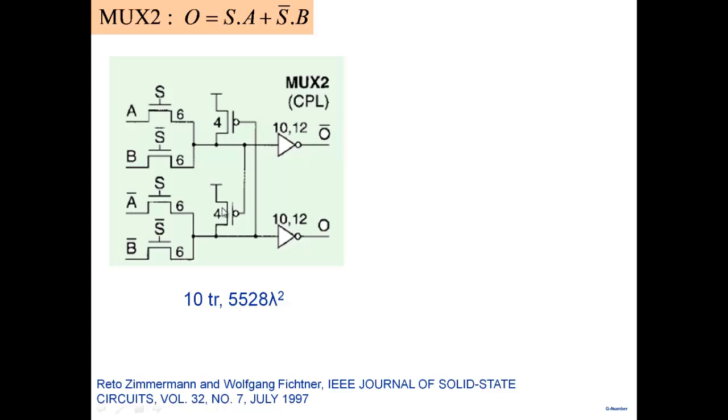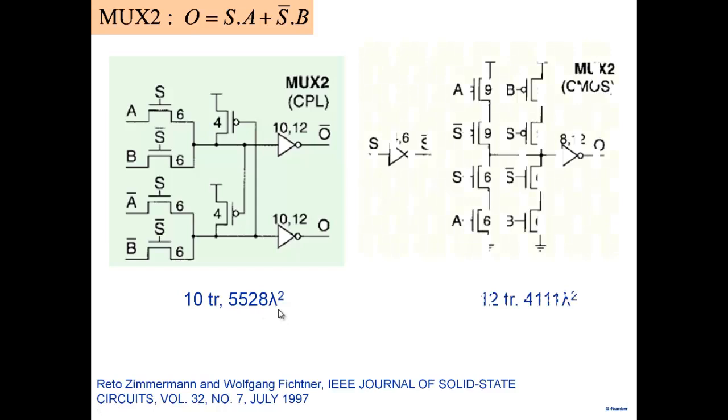Now, in this particular paper, they took a MUX2, a 2-input MUX, and implemented it. You can count that there are 10 transistors here. The overall area was 5528 lambda square. And then they implemented the whole thing using complementary CMOS, which requires 12 transistors, and the area was 4111 lambda square. So it didn't turn out to be, the whole idea was that switch-based logic would be simpler. It didn't turn out to be that simple. Okay? Didn't turn out to be that simple.